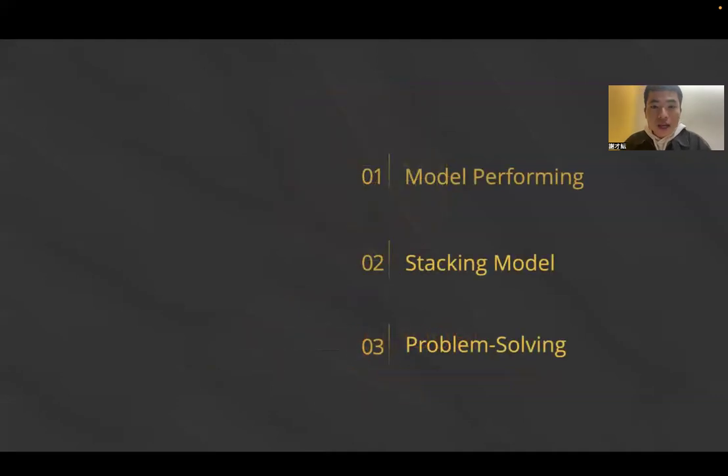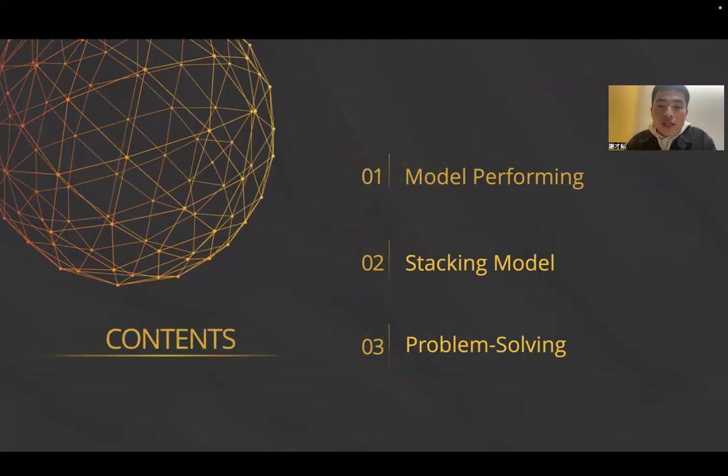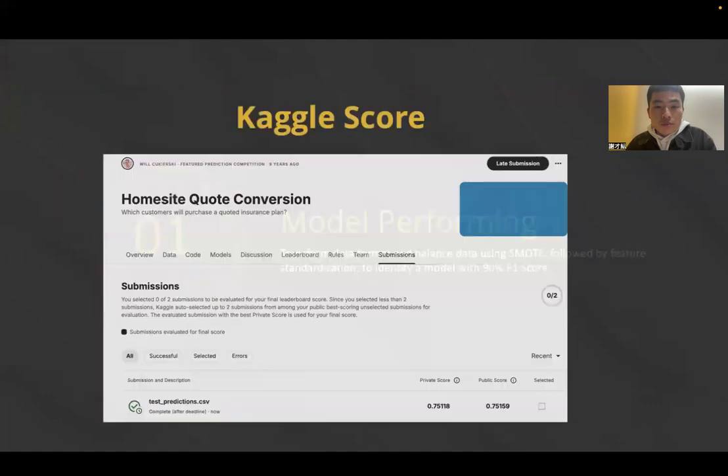Yeah. First, I want to talk about my model performance and the stacking model, and at the end of the presentation, problem solving. So first, the model performance. Finally, I got a Kaggle score of 0.75 and the public score is 0.75. Yeah, it's almost the same.